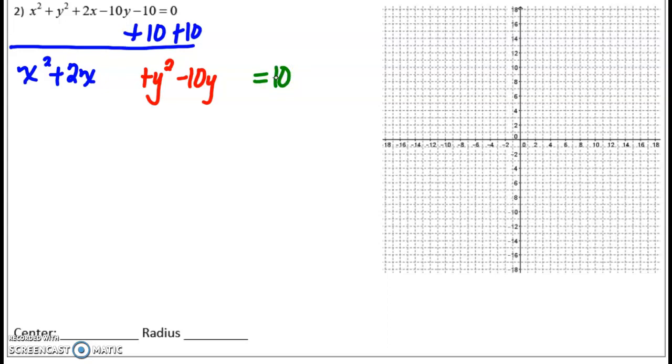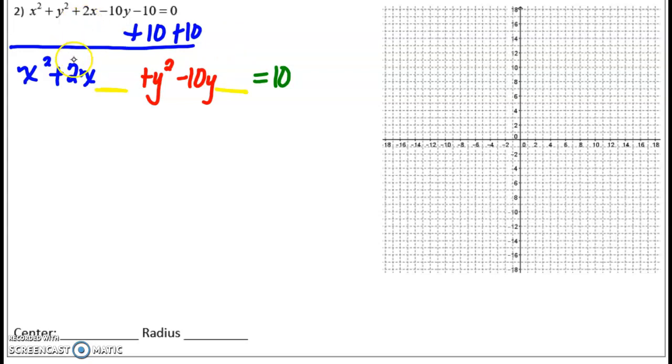Now here's where we're going to complete the square. So I'm trying to figure out what I should put here and here. So this will be a trinomial that can be factored into a square binomial. And then these three terms will be a trinomial that I can factor into a square binomial.